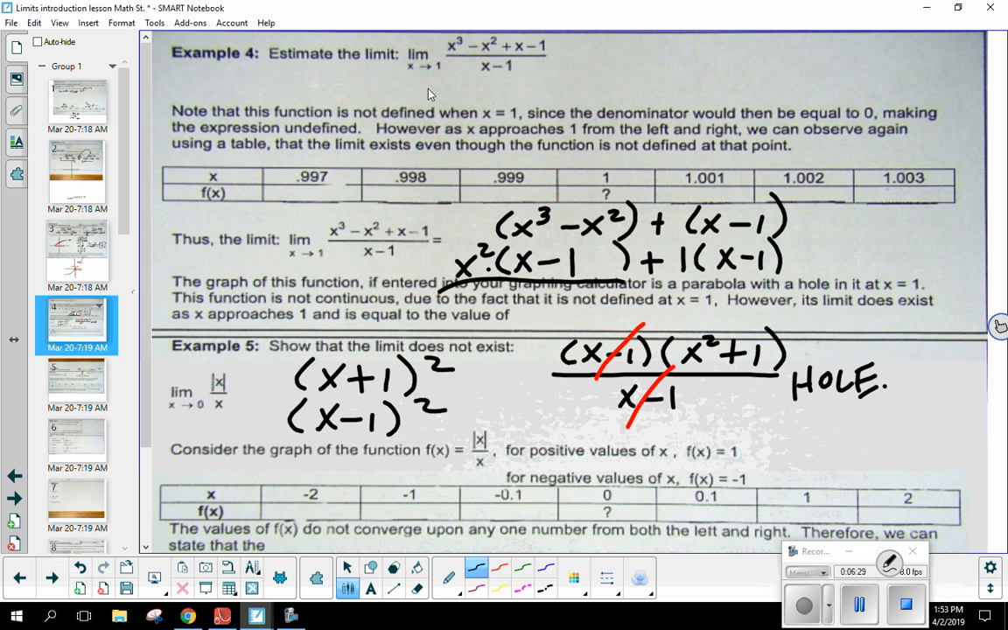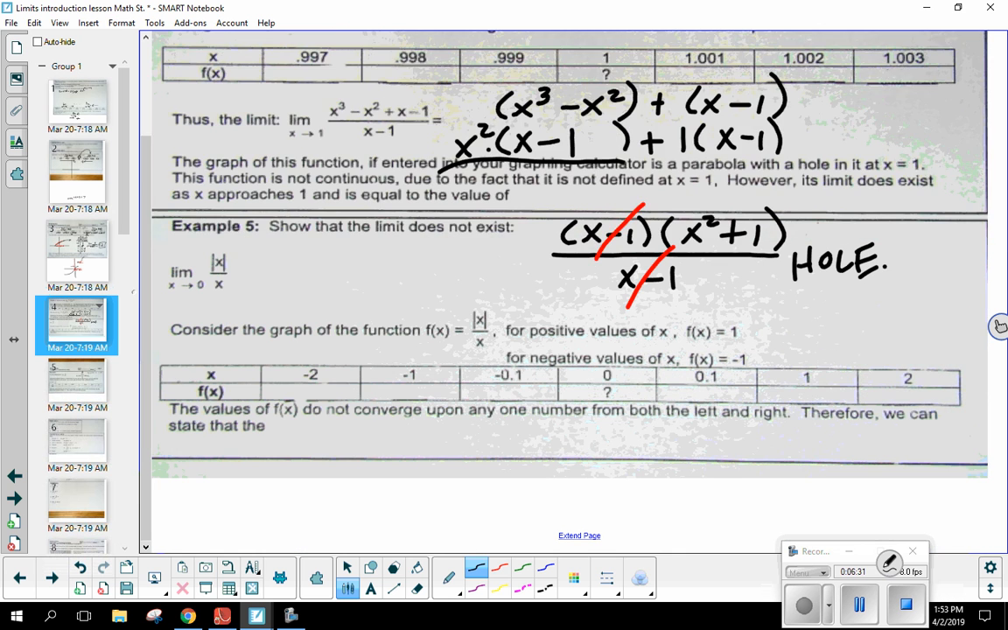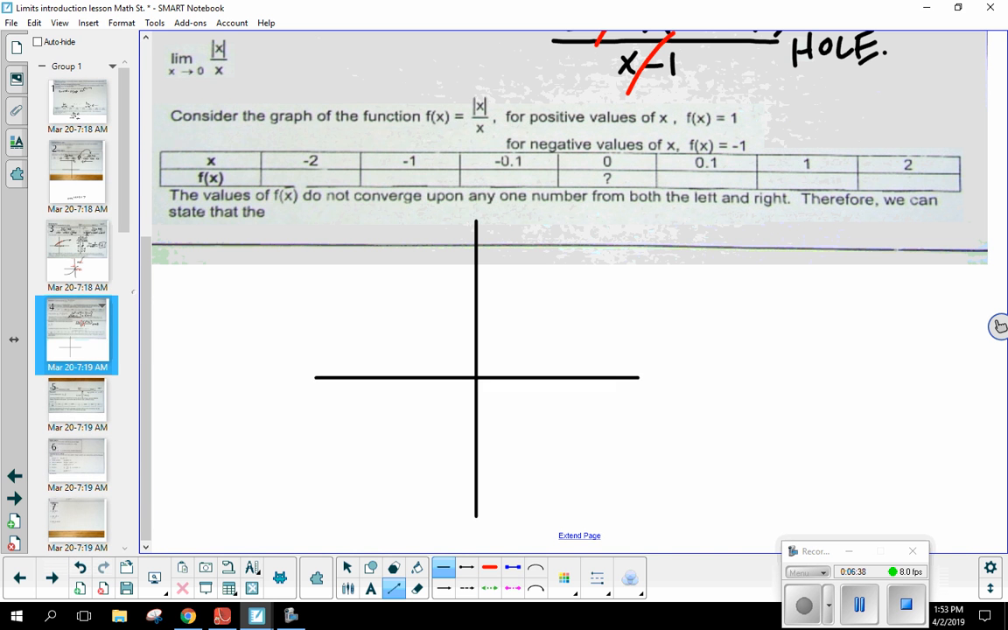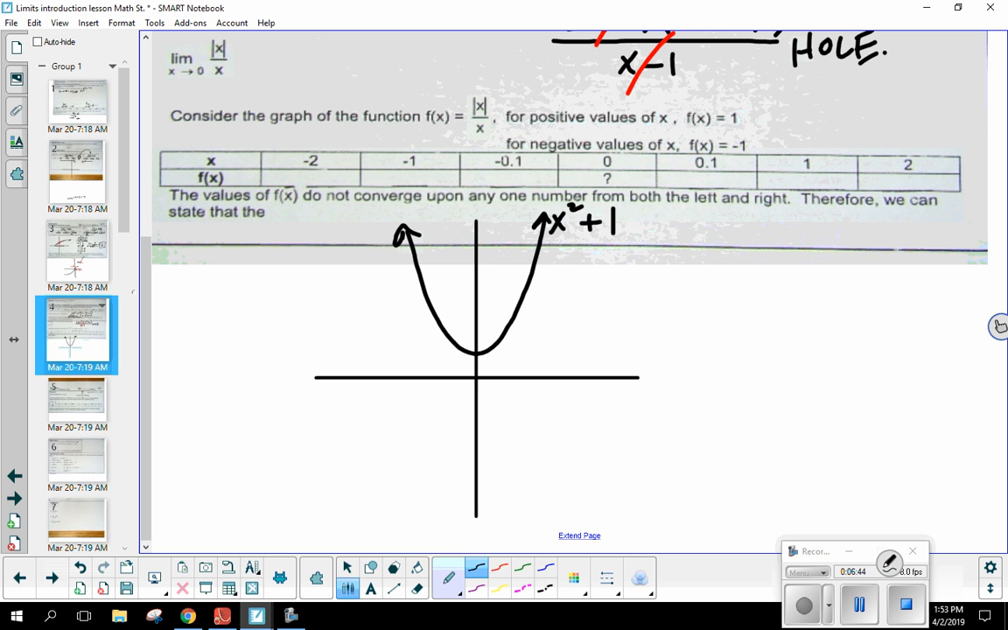Okay, so this is a quadratic. Let me come on down here and give my shifted more room. Okay, so it's just x squared plus 1, so it's been shifted up 1. So here we go. This is x squared plus 1. This right here is going to be 1.